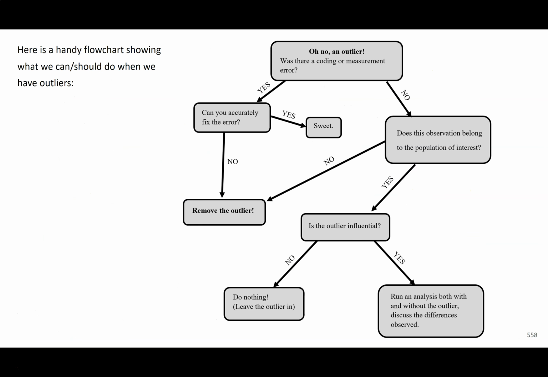I threw this together. I know it's probably a little small here. It's a handy flowchart. Step 1, oh no, you have an outlier. Was there a coding or measurement error?